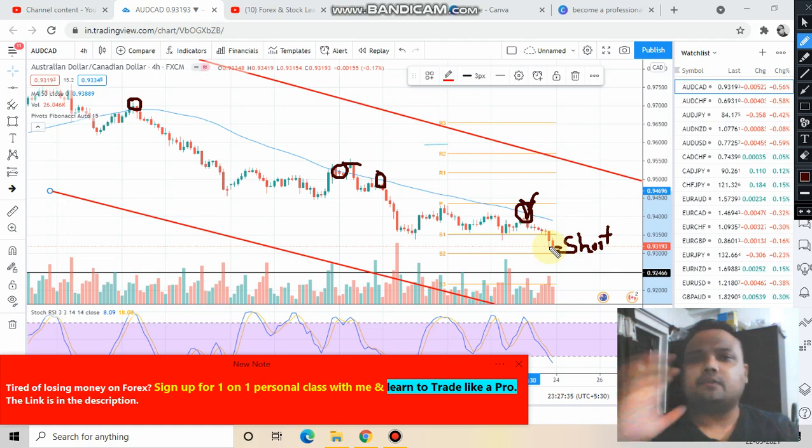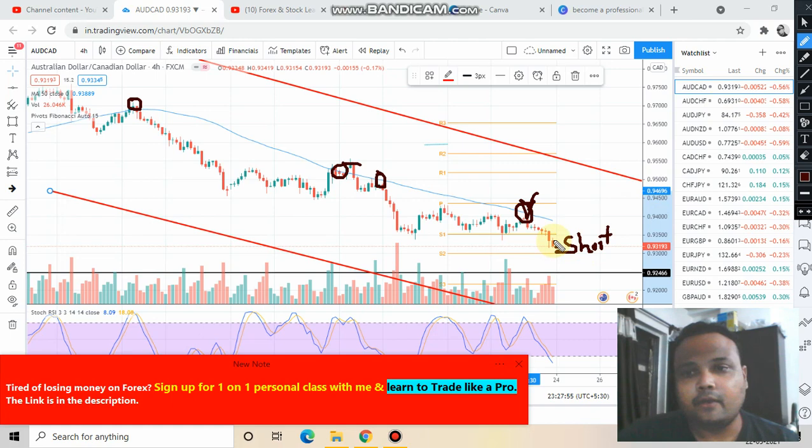Okay, so you should always follow the trend of the market. Trend is downward, therefore you should always be looking for the shorting opportunity. And right now market is quite a distance from the 50 moving average, so you'll have to wait. Okay, you'll have to wait for the market to go up.